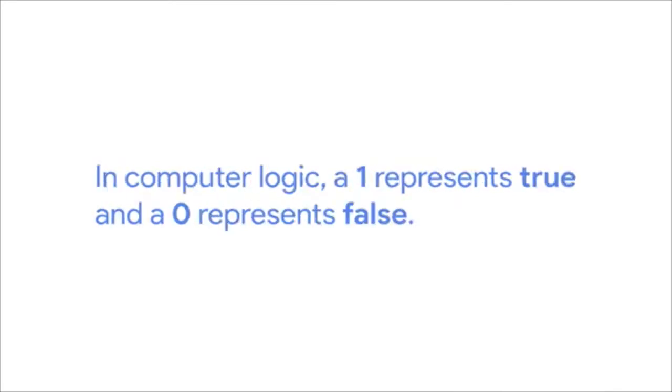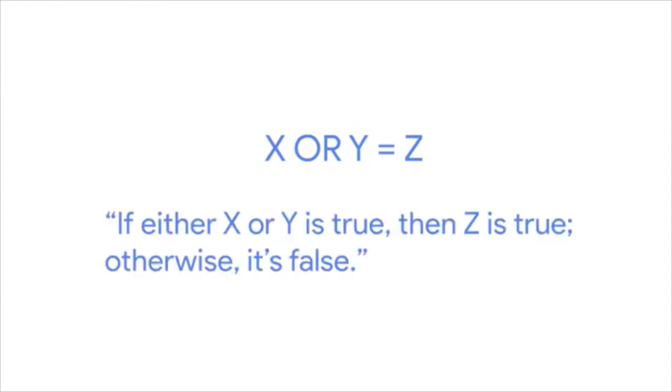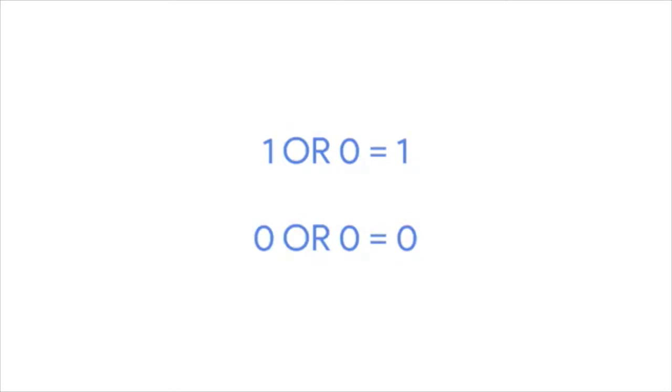In computer logic, a 1 represents true, and a 0 represents false. The way the OR operator works is you look at each digit, and if either of them is true, the result is true. The basic equation is x OR y equals z, which could be read as if either x or y is true, then z is true. Otherwise, it's false. Therefore, 1 OR 0 equals 1, but 0 OR 0 equals 0.